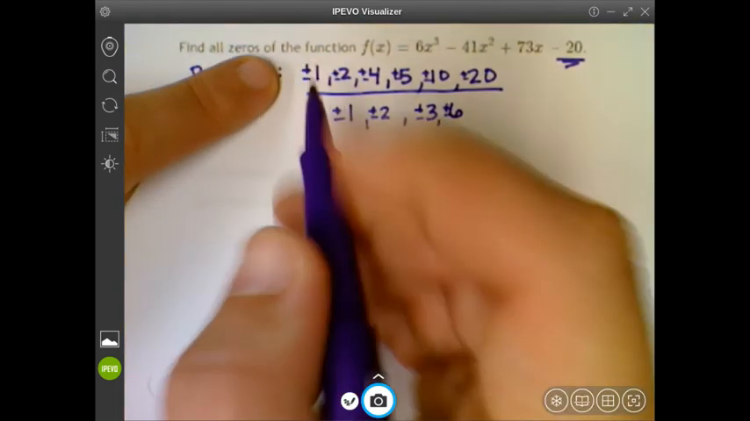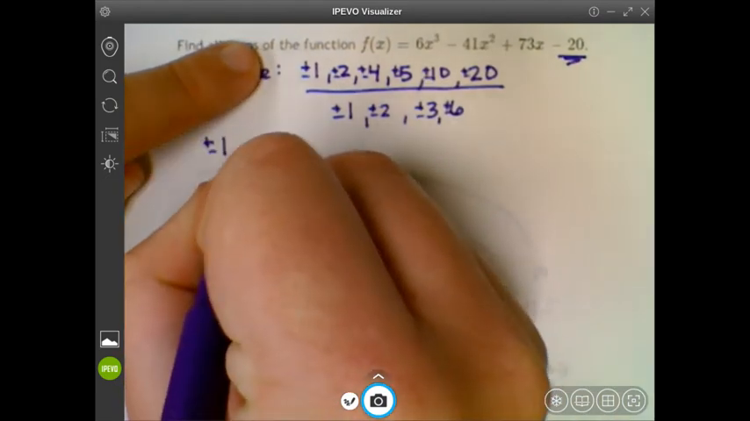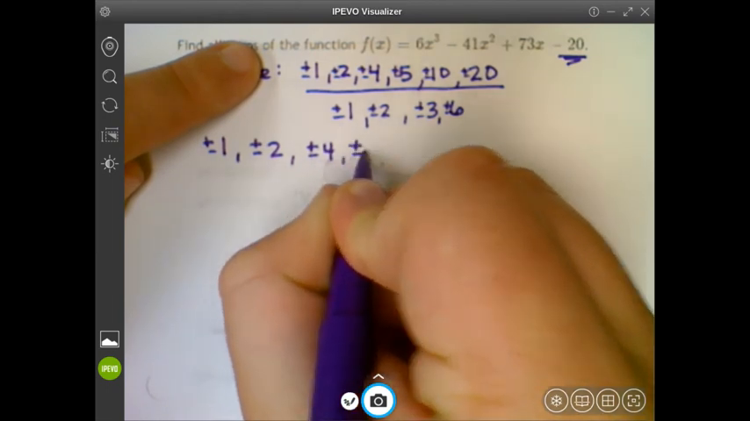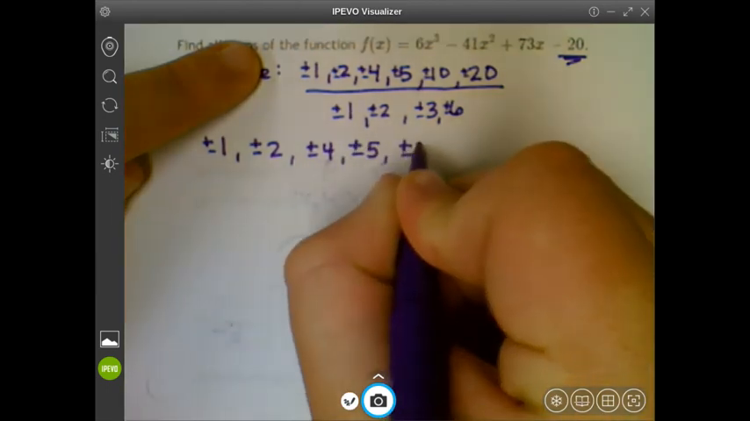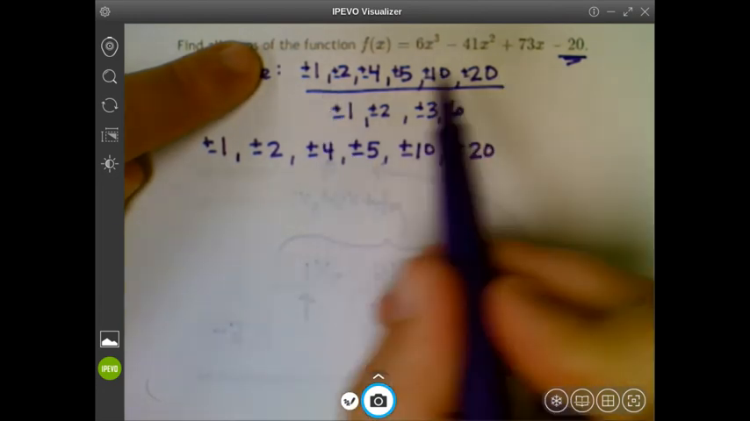So 1 divided by 1 is 1. We'll have 2, 4, 5, 10, and 20. So that's the entire list divided by 1.